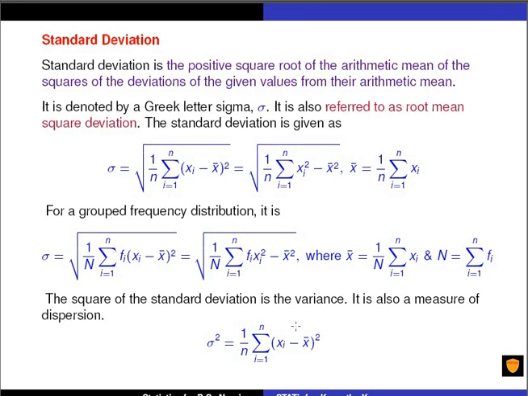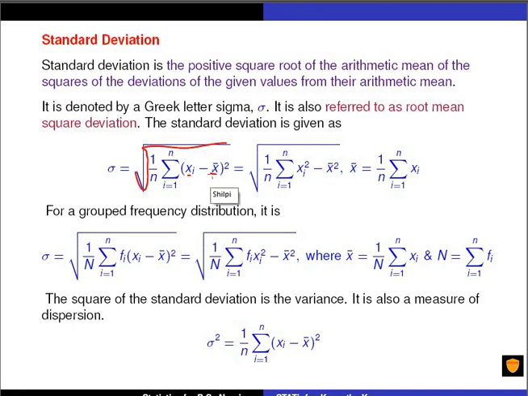Standard deviation is the positive square root of the arithmetic mean of the squares of the deviation of the given values from their arithmetic mean. Standard deviation is the positive square root of the arithmetic mean of the squares of the deviation. Deviation, this is the deviation of the given values from their arithmetic mean.